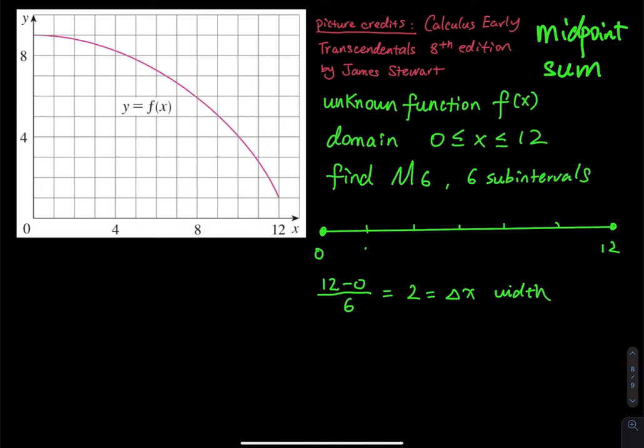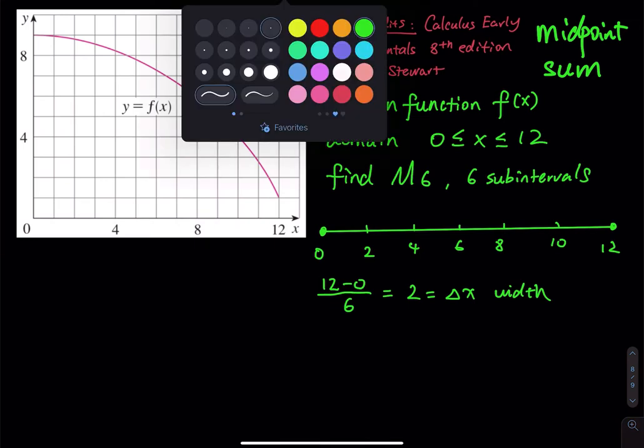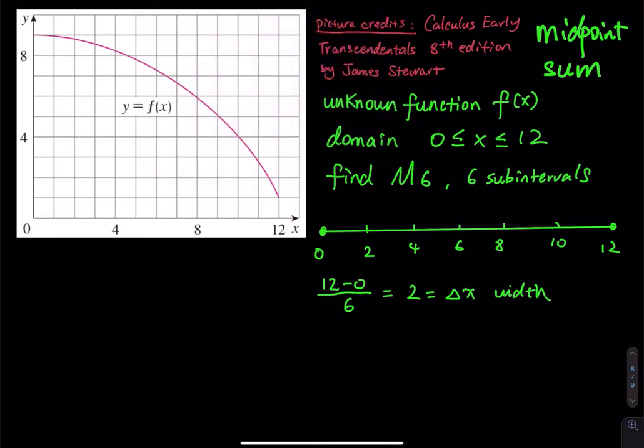So this is 0, 2, 4, 6, 8, and then 10, and then 12, right? But I am not interested in the left point and the right point of an interval, not 0, not 12. I want to do a midpoint. So that means you have to do one more piece for me. What is the number between 0 and 2? So that will be right here, these points, right? So that will be 0, 1, 2, 3, 4, 5, 6, 7, 8, 9, 10, 11, and 12.